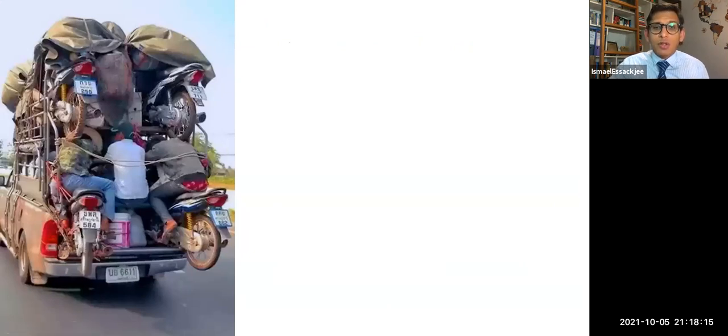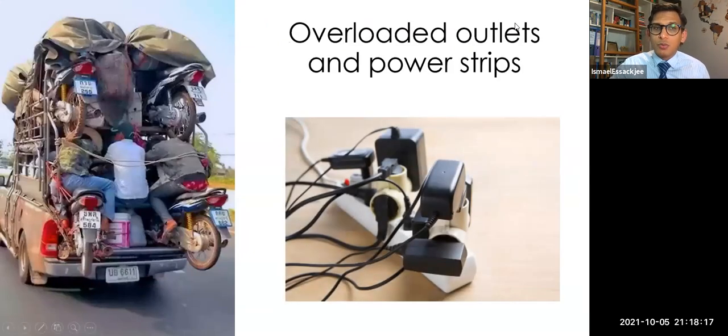Next now, do not overload. At times we have this capability, and I need another power source here, so I just put it next to it on the same extension cord. This is what we call an overload.